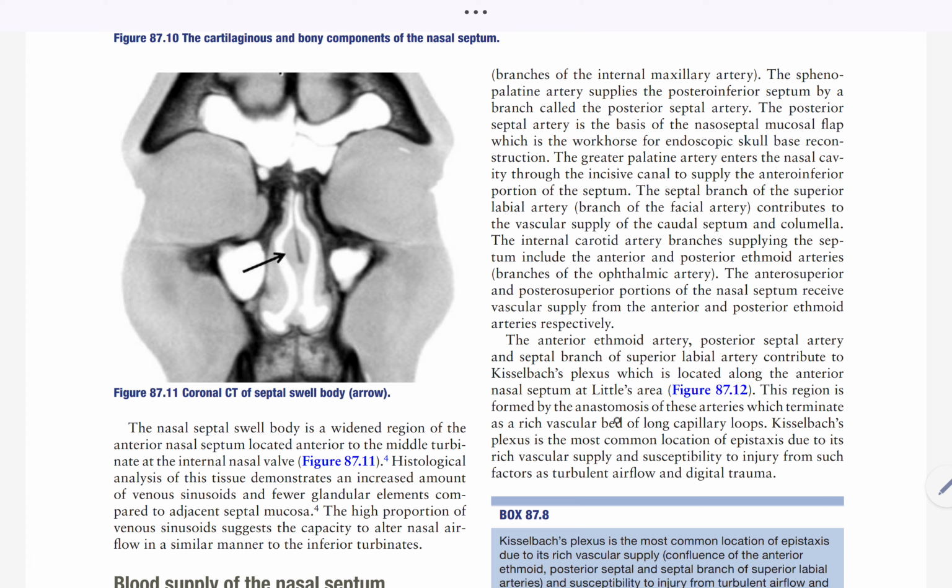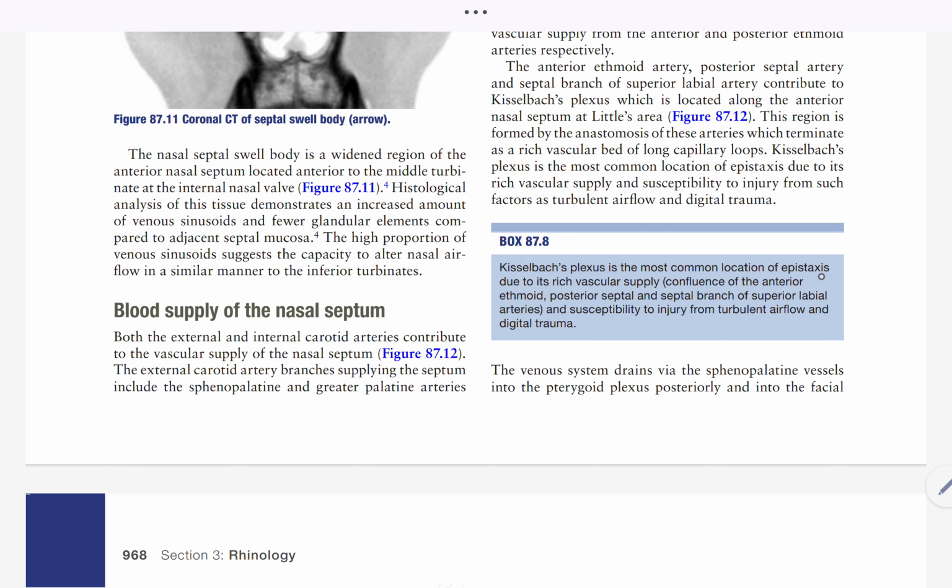This region is formed by the anastomosis of these arteries, which terminate as a rich vascular bed of long capillary loops. Kieselbach's plexus is the most common location of epistaxis due to its rich vascular supply and susceptibility to injury from such factors as turbulent airflow and digital trauma. Box 87.8. Kieselbach's plexus is the most common location of epistaxis due to its rich vascular supply, confluence of the anterior ethmoid, posterior septal and septal branch of superior labial arteries, and susceptibility to injury from turbulent airflow and digital trauma.